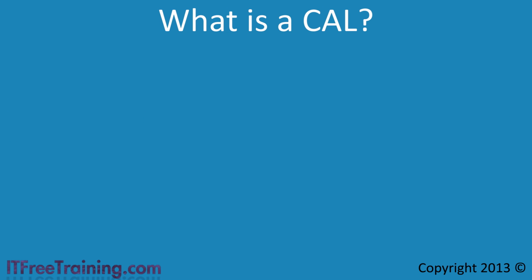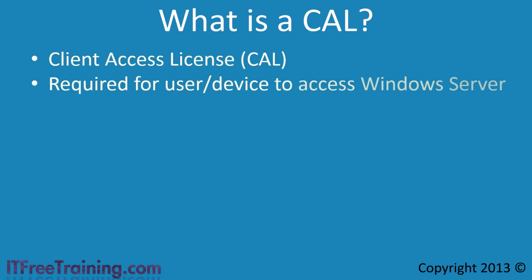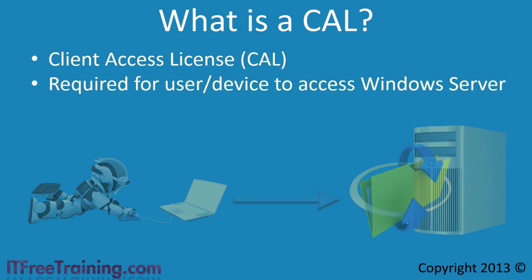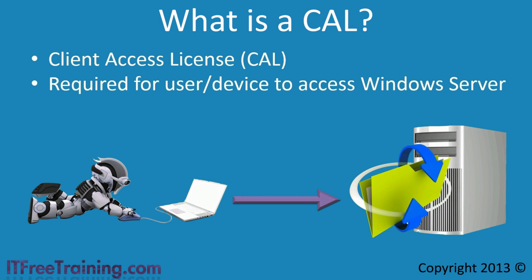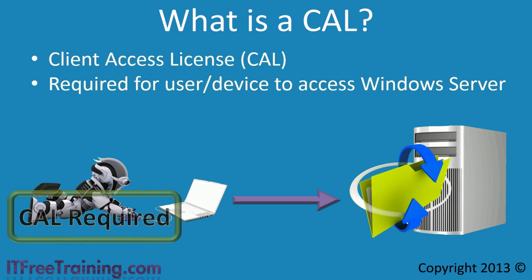Before I go into the different types of CALs, I will first look at what is a CAL. A CAL is a Client Access License and is required by a user or device to access Windows Server. For example, if you had a user that was accessing a file share or using printing services on a Windows Server, this user would require a CAL in order to access that server.